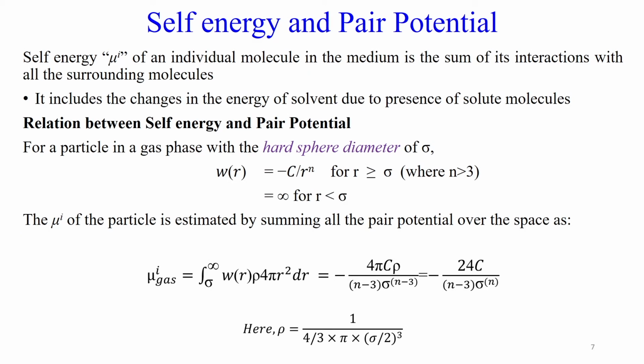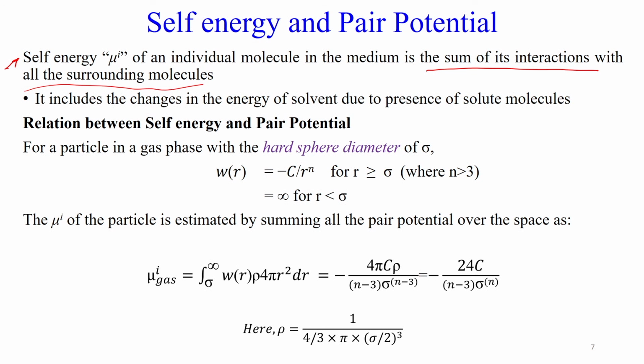Now, how are the self energy and pair potentials related? Self energy, in very simple terms, is the sum of interactions with all the surrounding molecules. Pair potential means the interaction between two molecules, but the self energy is the sum of interactions with all the surrounding molecules.